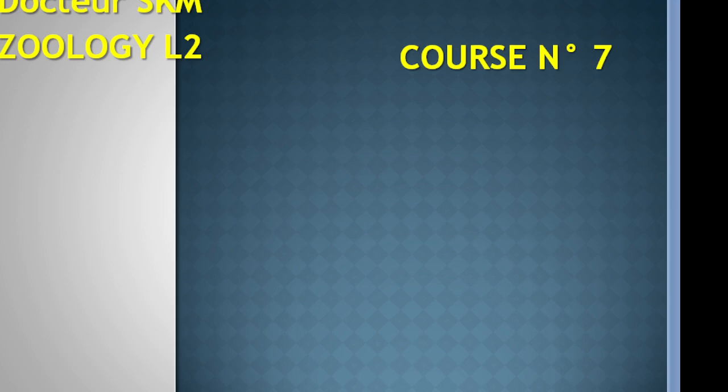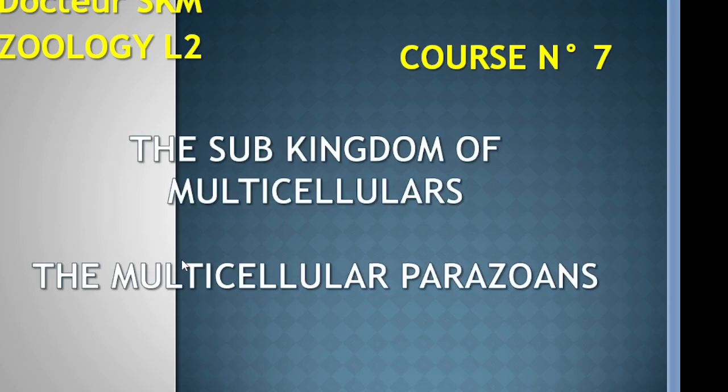This is Dr. Eskam. So we continue with our series of English courses of zoology, and today we will talk about the second part of the animal kingdom, which is the subkingdom of multicellulars, and exactly we will talk about the parazoans. But before, let's remind the division and the organization of the animal kingdom.